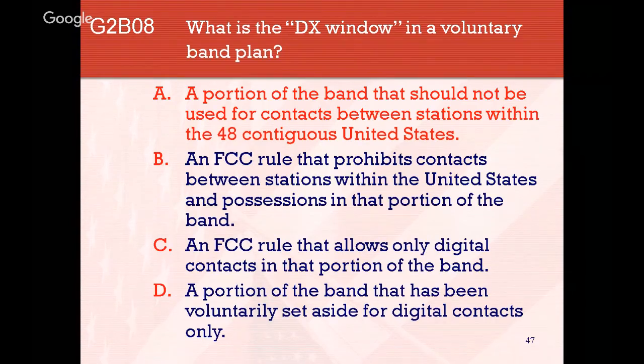Like I mentioned earlier, my first DX contact, the first contact outside the contiguous United States, was New Zealand. So European stations, South America, Africa, Russia, wherever, those are all DX contacts that you would be making. That's your DX window: any portion of the band that should not be used for contacts between stations within the 48 contiguous United States. Again, it's voluntary.